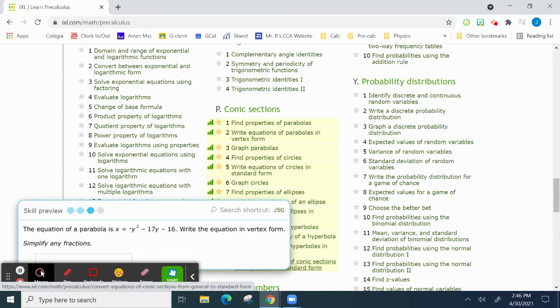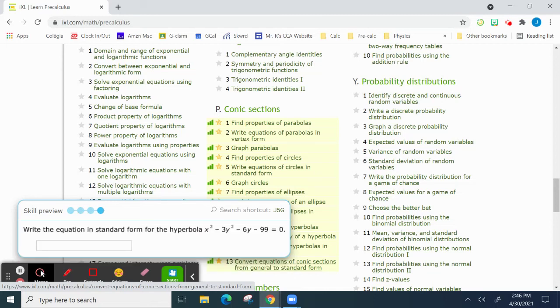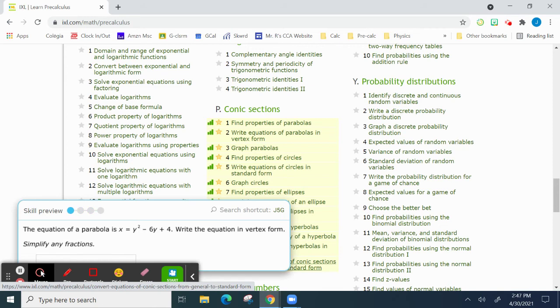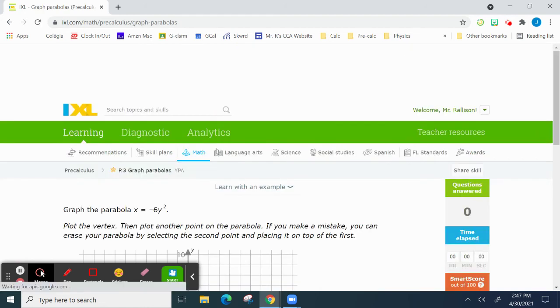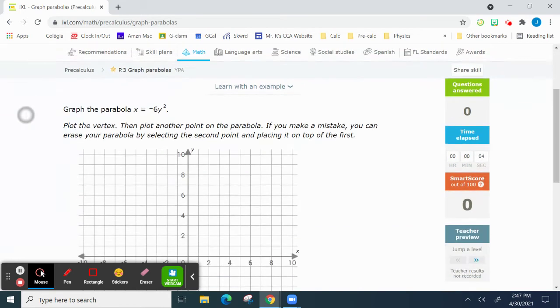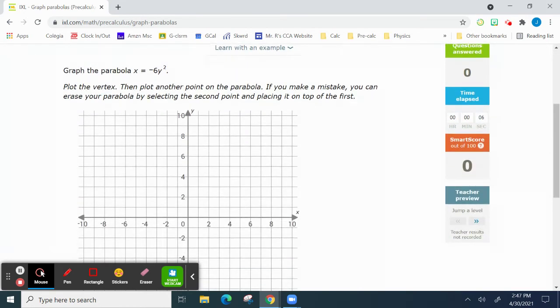Right, so this particular video is specific to IXL section P3, graphing parabolas, because I didn't quite get to that. And I know some people are having a little bit of trouble with that. So we'll do this one. And here we are with graphing parabolas.